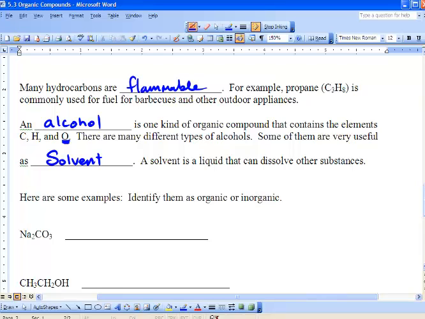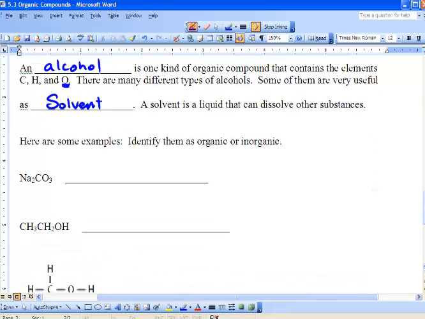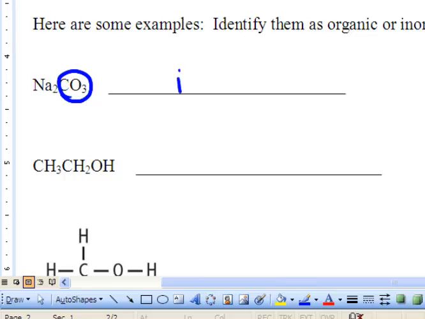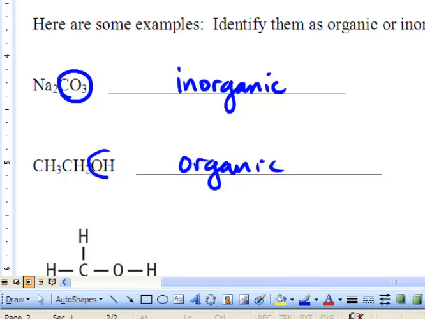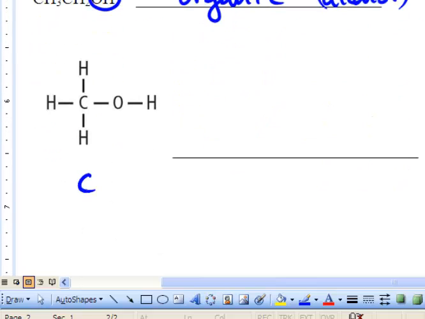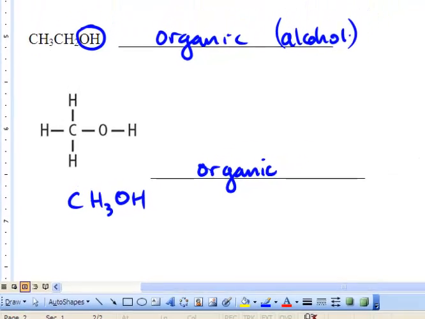So here's some examples of organic and inorganic molecules. So remember that if we have a carbonate, it's not an organic molecule, it's inorganic. And we have CH3, CH2, and OH. Well, this is organic. And we can classify this as an alcohol because it's got an OH. And we've also got one down here, CH3OH, and this is also organic because it only contains C's, H's, and O's, and it's also an alcohol.